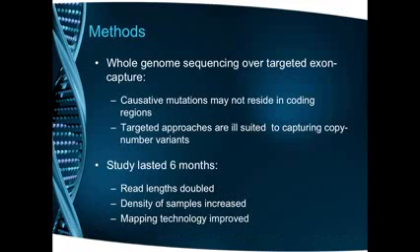So they did whole genome sequencing rather than exome targeted sequencing because they thought maybe the mutations are simply not in the coding regions. And they were also worried about missing copy number variations. And the interesting thing is that their study lasted 6 months. And in those 6 months, they had a 3-fold increase in sequence yield without any appreciable increase in cost. So that's how rapidly this technology evolves. And you can see here the read length doubled and the density of sample increased and the technology improved overall.